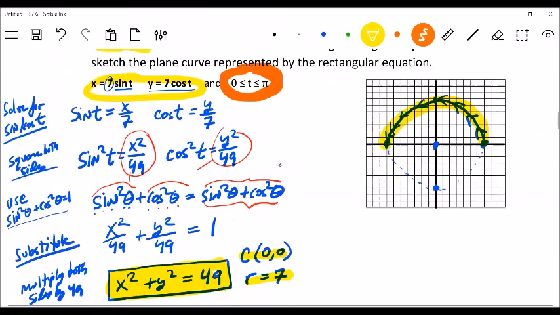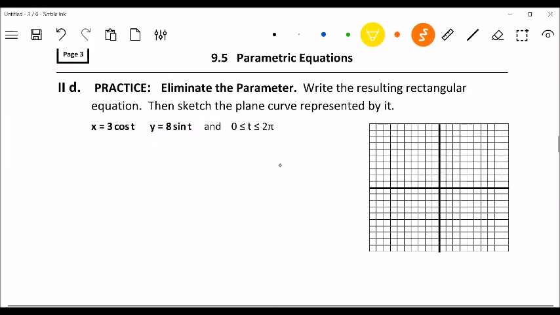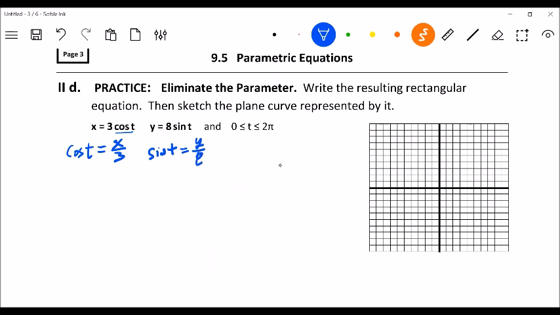Let's take a look at a practice one. Here we're eliminating the parameter again. We'll write the resulting rectangular equation, then sketch it. All right, let's take a look at what we have. I'm going to do the same steps as the last problem. So cosine of t is here, and I'll divide both sides by 3. Cosine of t is equal to x over 3. Sine of t, dividing both sides by 8, is y over 8.